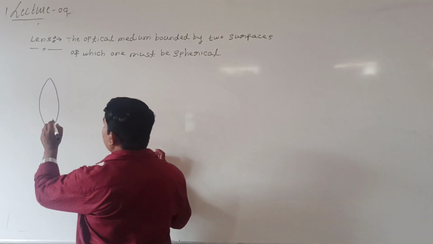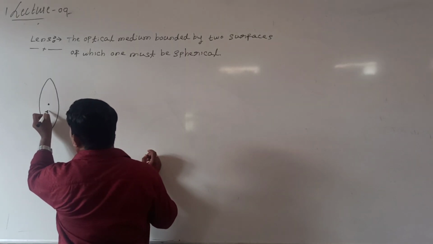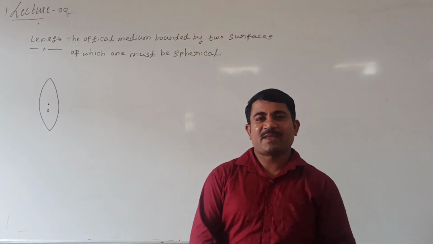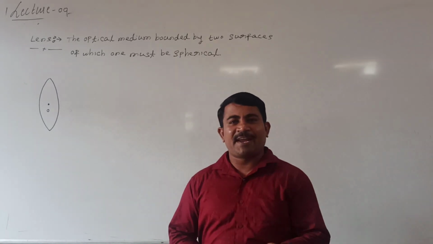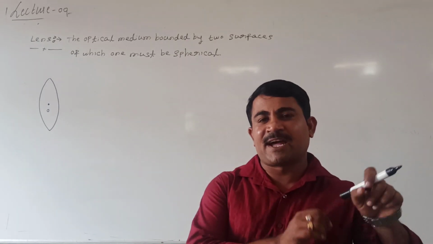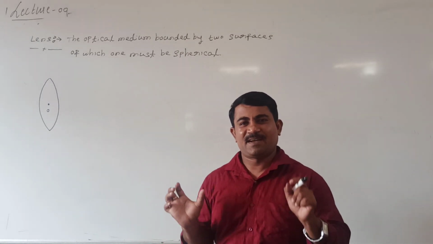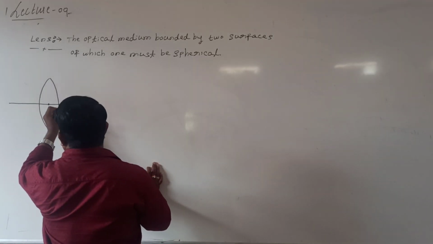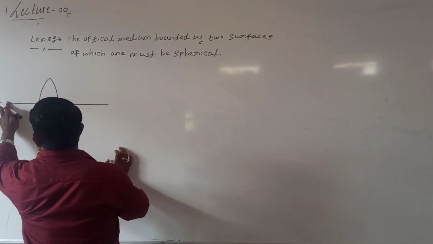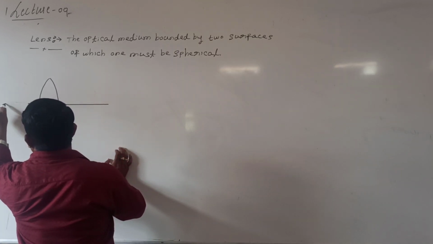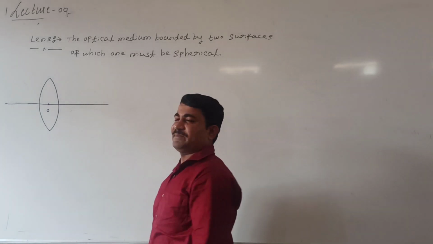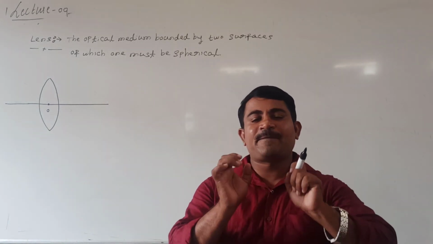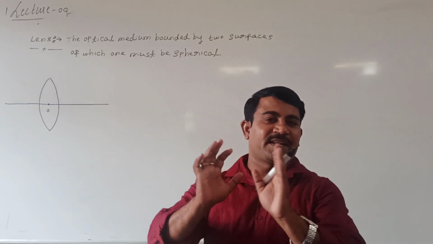Then the point within the lens, this point I can call optical center. Now an imaginary line which passes through the optical center, that we are calling principal axis. Now what is the assumption? If the ray of light passes through the principal axis, the ray of light is never deviated.